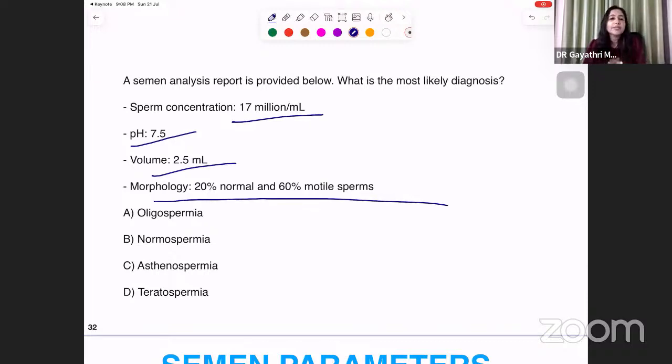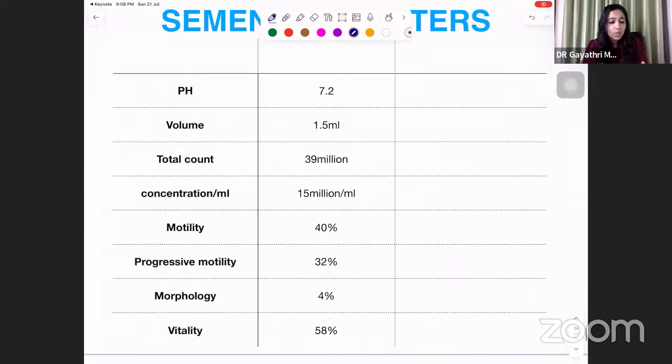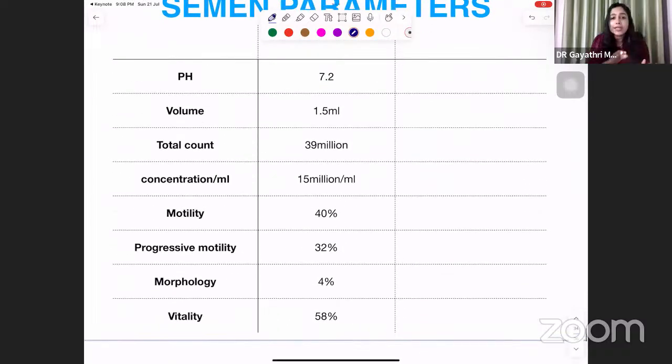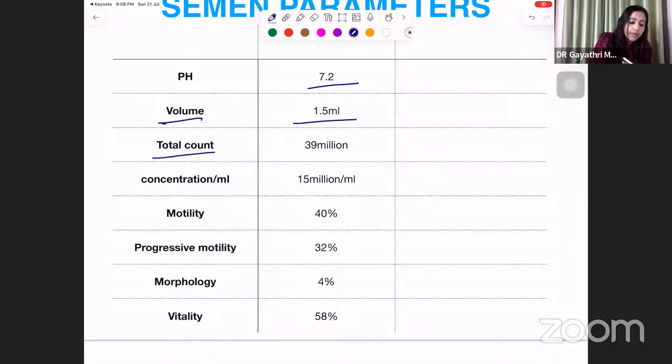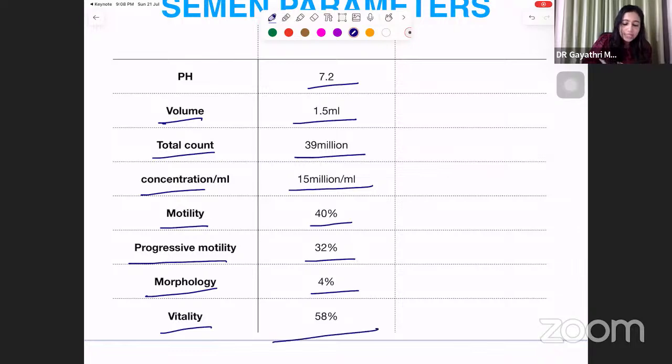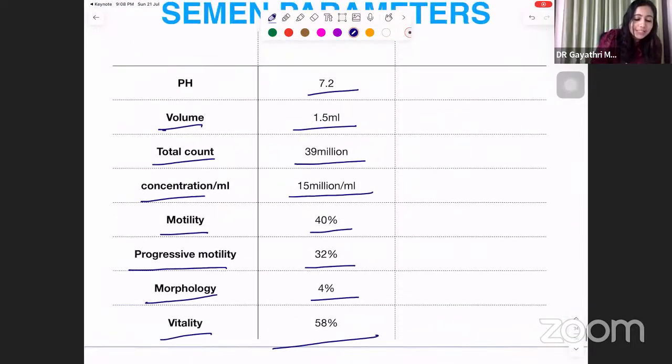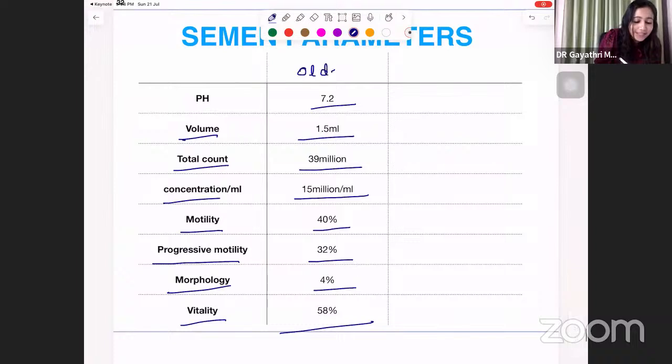Why did I provide this question here? So that you are aware of the latest WHO semen analysis. Till now what we have been following is the 2012 semen analysis, whose parameters I have provided over here: pH 7.2, volume 1.5, total count 39 million, concentration 15 million per ml, motility 40%, progressive 32, morphology 4, vitality 58%. This is the older one. What is the newer one?